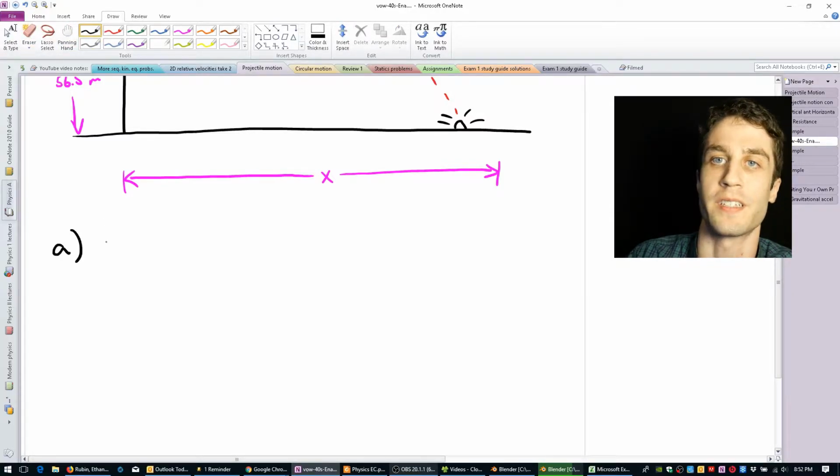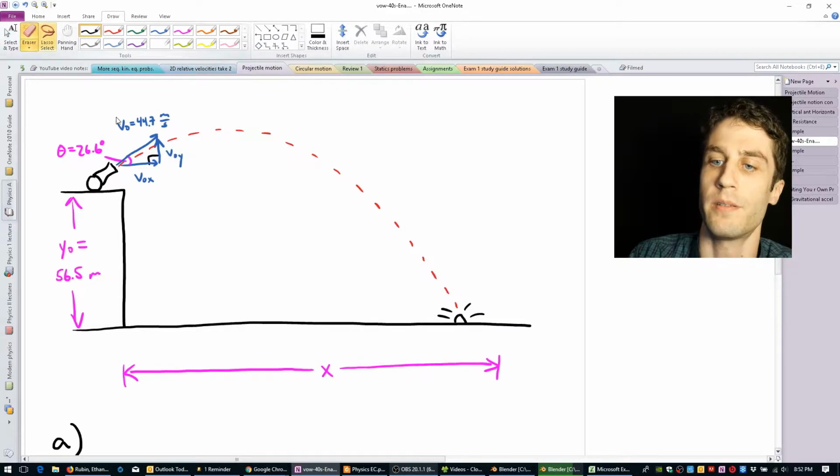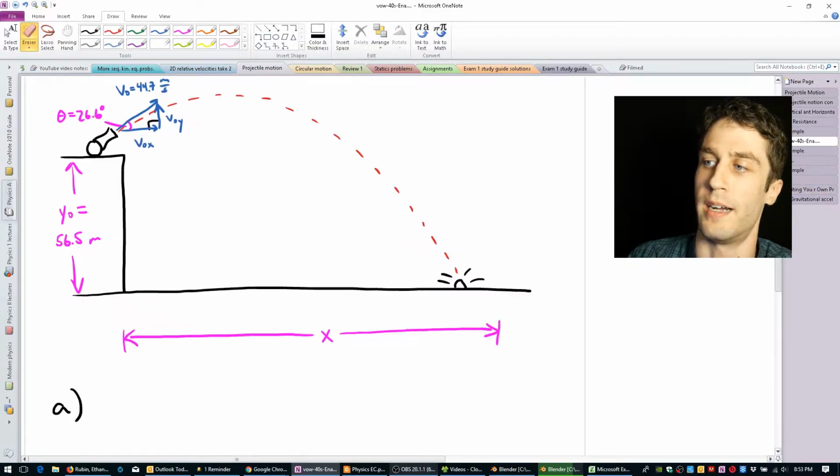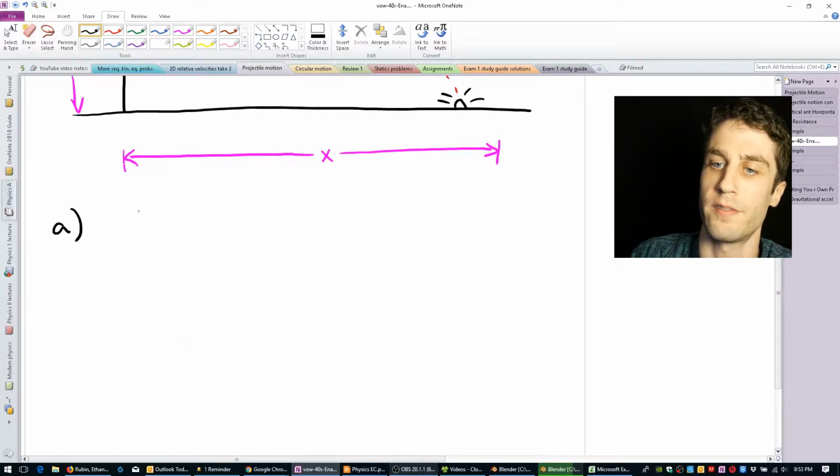Part A asked for the time that it stays in the air. The first thing that we'll need is the y component of its velocity, because we don't really care where it is horizontally. This thing could be launched, it could dribble out of this cannon here, and that would give us some similar information about the time that it spends in the air. So the time that it spends in the air is governed by the y component. And so let's find the y component of its initial velocity.